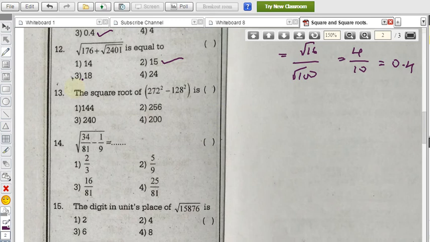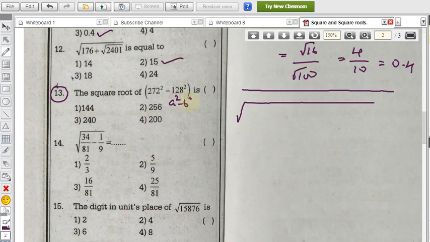Square root of 272 square minus 128 square. We only must write the square symbol. Square root of 272 square minus 128 square. This is like the a square minus b square formula. a square minus b square is a plus b into a minus b. So this formula will apply.